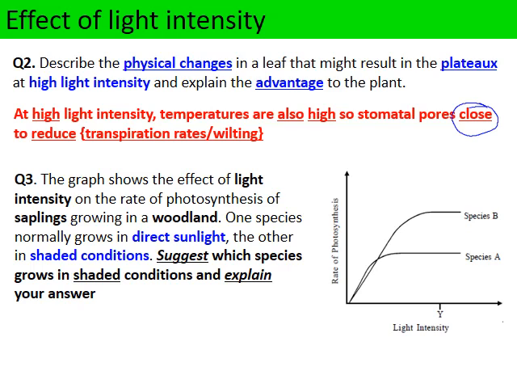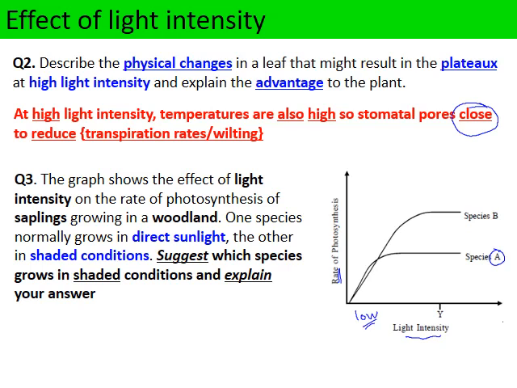So at very low light intensity, at this point on the graph, we can see the rate of photosynthesis is actually greater for species A. Now we know in the shade there's going to be a lower light intensity. So species A is likely to be the species that has evolved to grow in the shade, because at low light intensity there's a higher rate of photosynthesis compared to species B.